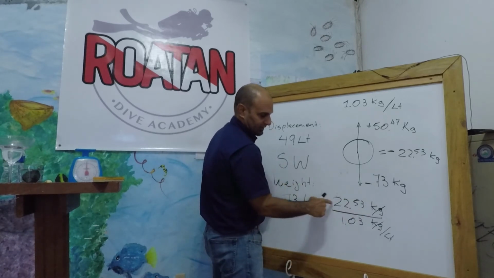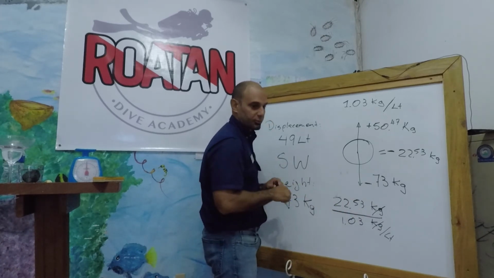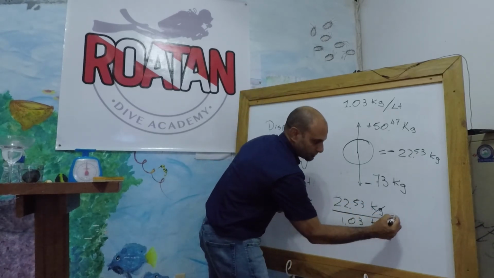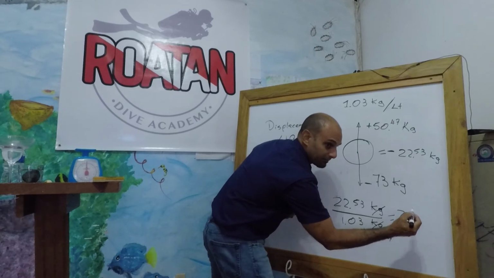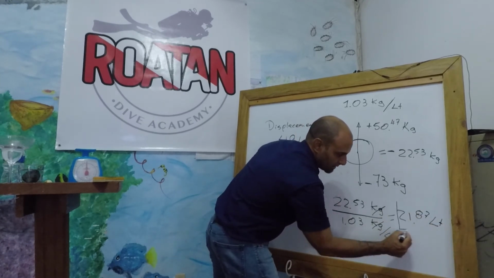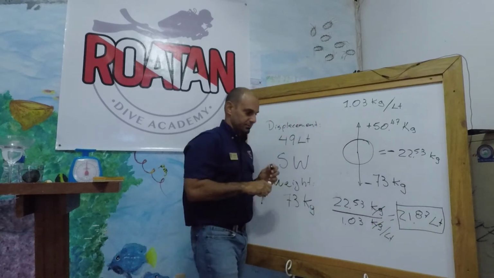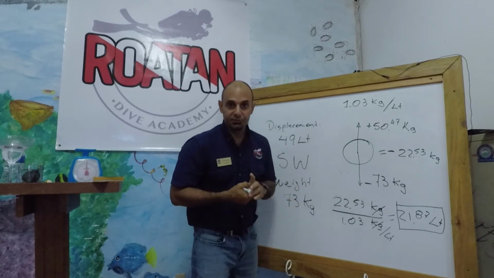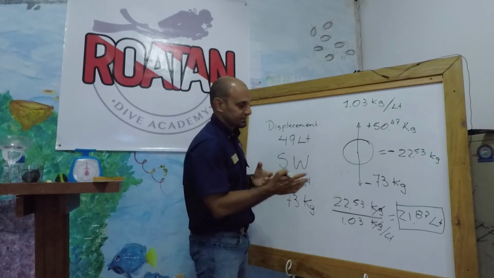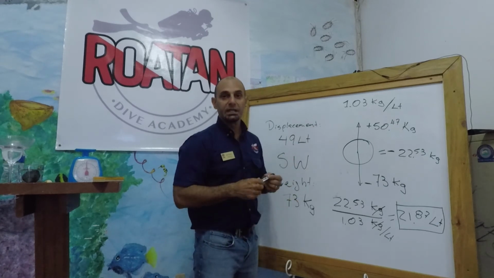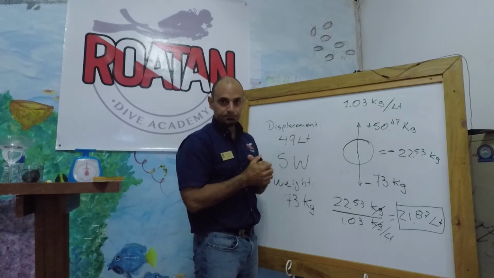So in this case, 22.53 divided by 1.03 will have a resulting value of 21.87 liters, which is the answer to my question. I need to add 21.87 liters to the lifting bag, to the lifting device, to make this object neutrally buoyant or to start the process of bringing this object to the surface.